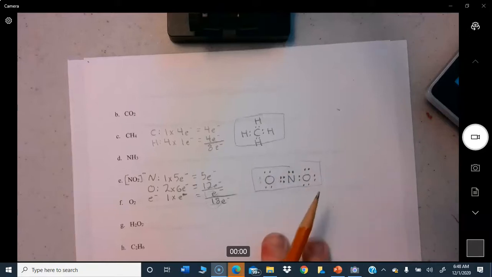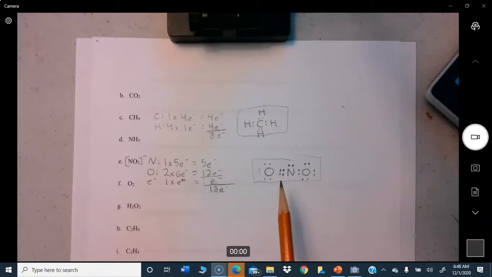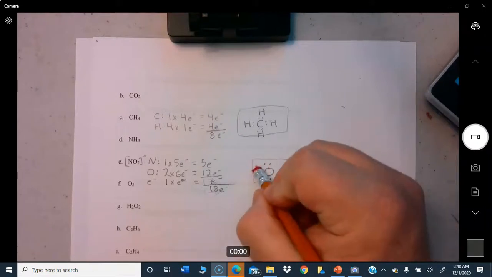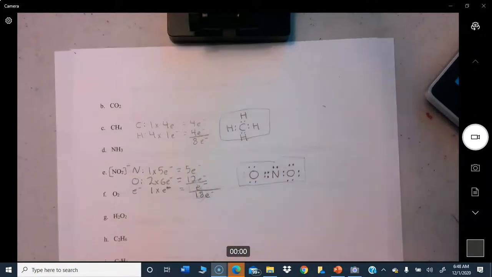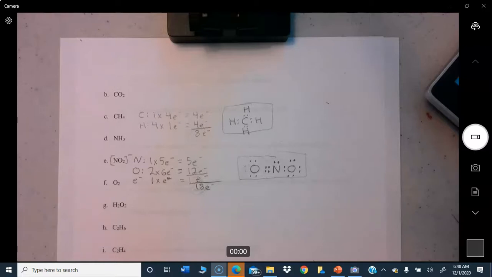Now you'll notice one thing, and we're going to talk about this later. Why did this double bond go on this side? Couldn't I have done that over here and moved this pair in? You could have. We're going to talk about what that is called and how you deal with that in the next lesson. Okay, let's keep going.